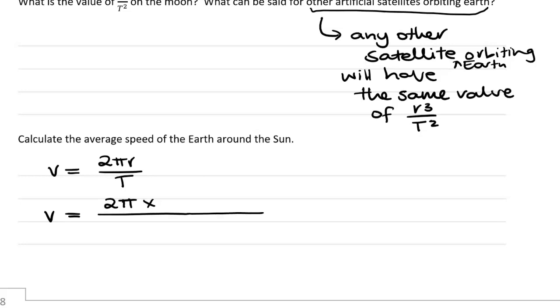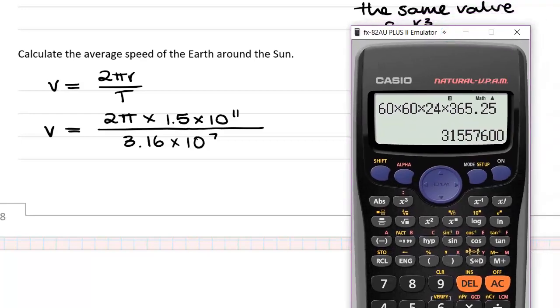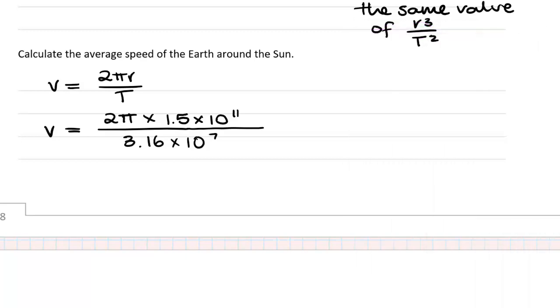So let's look up what those values were from the table. The table tells us that our radius of orbit is 1.5 by 10 to the 11 meters, and our period is 3.16 by 10 to the 7. Now, if you're not sure about that, that is 60 minutes times 60 seconds times 24 times 365. For the purposes of the exam, you need to use that a year is 365 days. I've done 365.25, including a few more sig figs here just to double check, and that checks out. But remember, if you have to talk about a year in the exam, it's 365 days, 3 sig figs there.